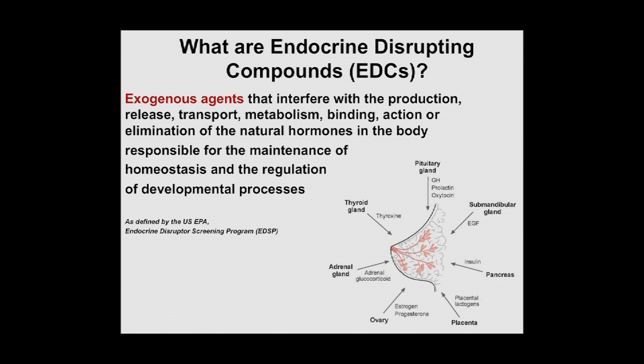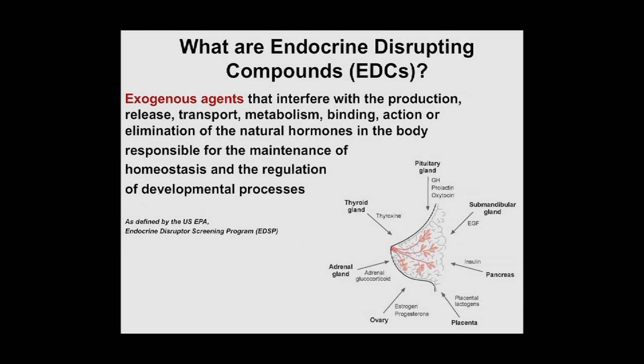So what are endocrine disrupting compounds? They are exogenous agents, meaning they're something from outside of your body, that interfere with the production, the release, the transport, metabolism, binding, action, or elimination of a natural hormonal process in your body that's needed for normal development or homeostasis. So that means it doesn't have to just inhibit a receptor from binding to its natural ligand. There are many ways that chemicals can be endocrine disruptors.